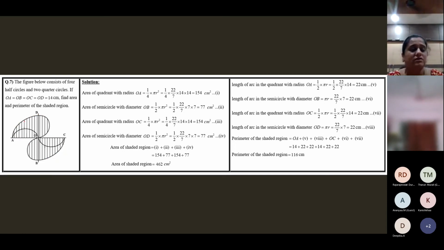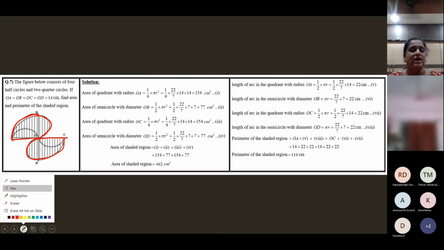See here. So this is the length of the arc in a quarter circle. This is the length of the arc in a semicircle. And this is the line segment OA, 14. This is the line segment OC, 14. This is the length of the arc in a quadrant. And this is the length of the arc in a semicircle.